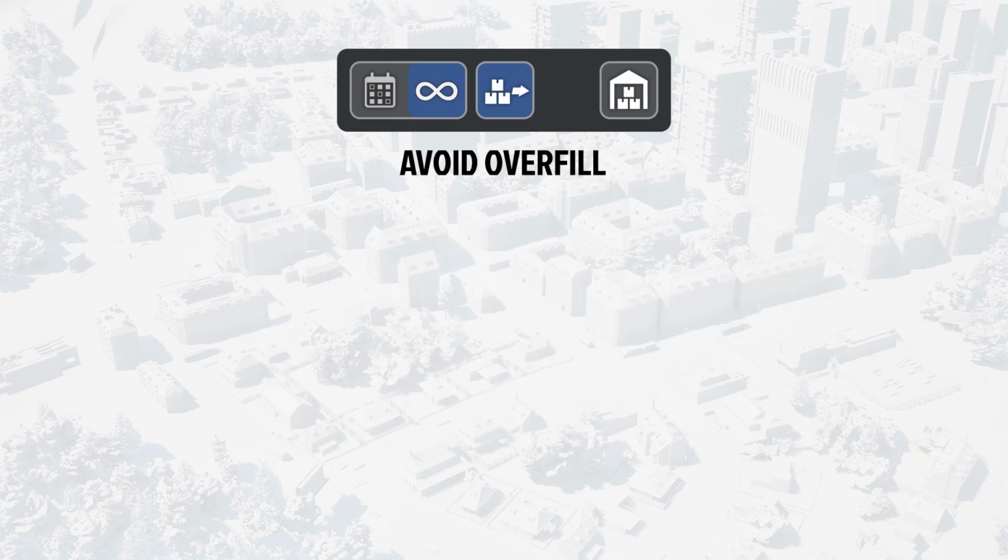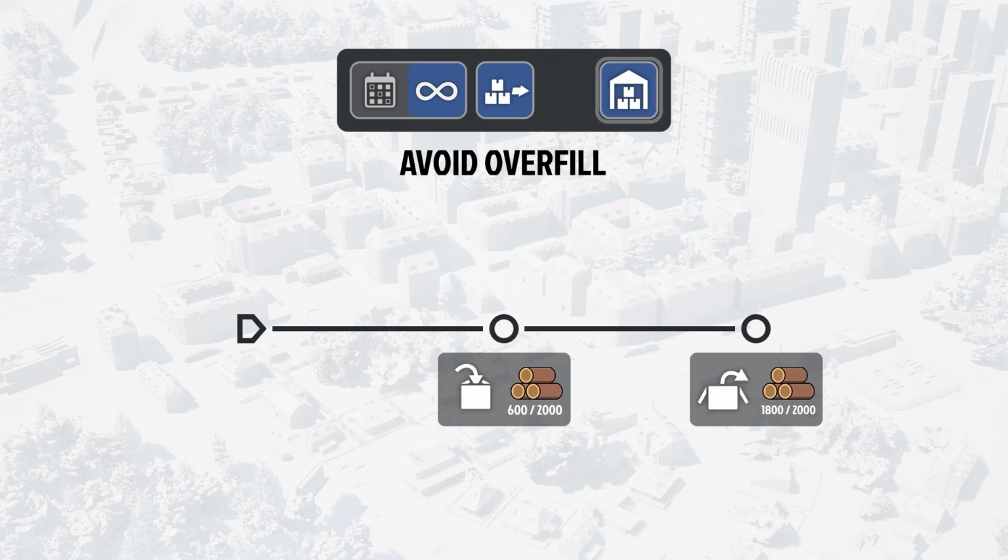The last setting is called Avoid Overfill. This option will prevent vehicles from being dispatched if their cargo load would cause a storage overfill at their destination. If you have an advanced route with multiple loading and unloading stops, only the cargo that can be unloaded without overfilling will actually be loaded.